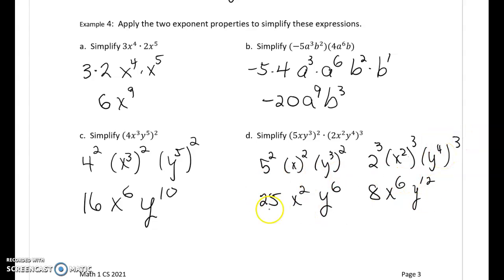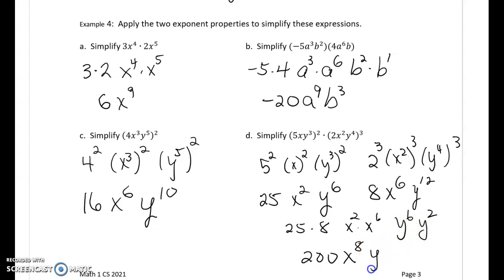Once again, I have all this and I need to simplify. So I'm going to do a little rearranging. I'm going to put the 25 times the 8 next to each other. I'm going to put the x's next to each other and the y's. 25 times 8 is 200. X squared times x to the 6: you keep the base and you add the exponents. Keep the base, add the exponents.